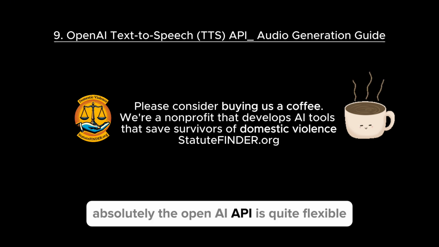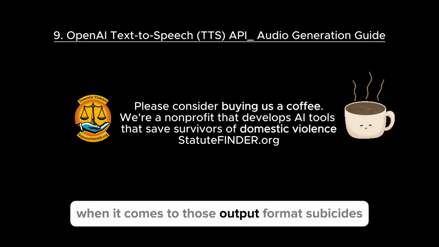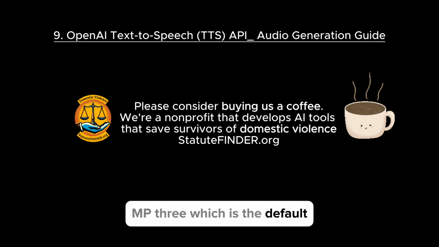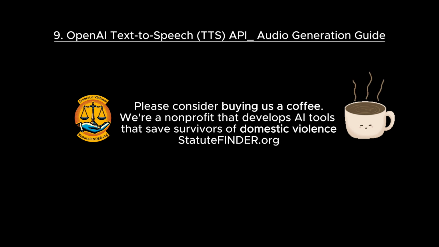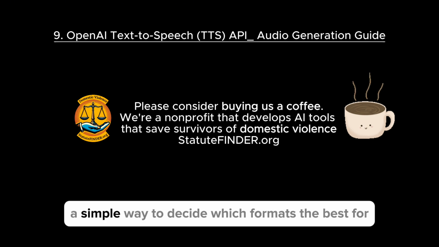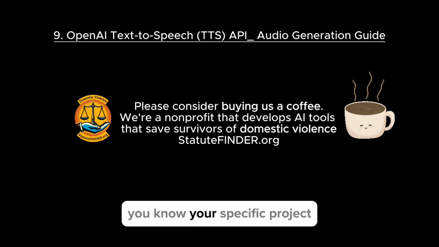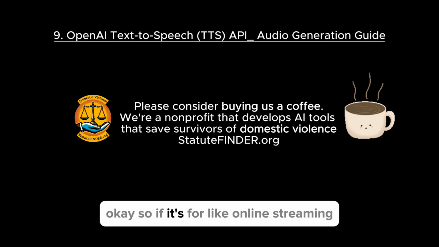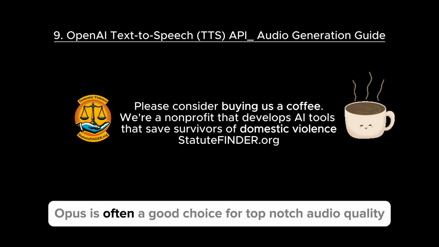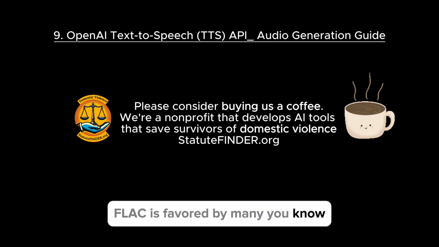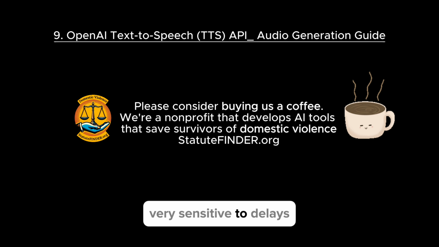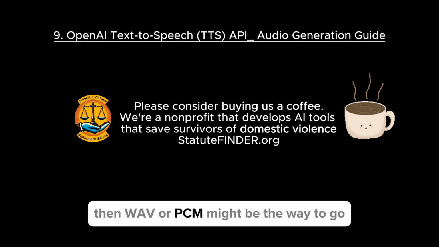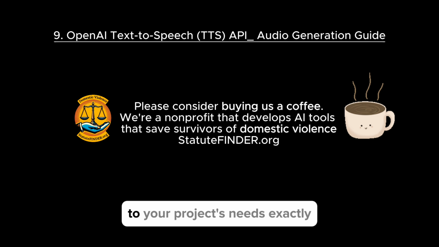Absolutely. The OpenAI API is quite flexible when it comes to output formats. Besides MP3, which is the default, you've also got Opus, WAV, FLAC, and PCM. Wow, that's a lot of choices. Is there a simple way to decide which format's the best for your specific project? Well, it's all about thinking about how you're going to use the audio. If it's for online streaming, Opus is often a good choice. FLAC is favored by many audiophiles for top-notch audio quality. And if your project's very sensitive to delays, then WAV or PCM might be the way to go. So it's really about matching the format to your project's needs.